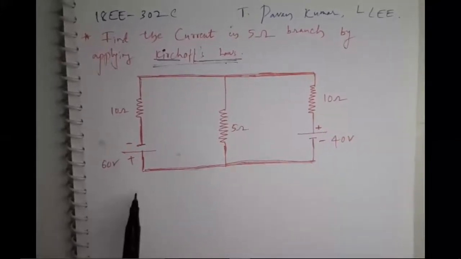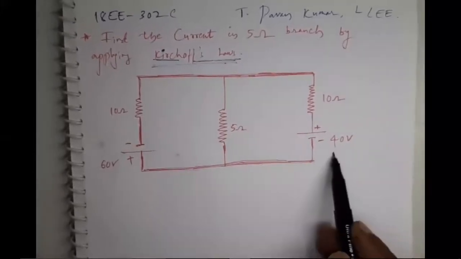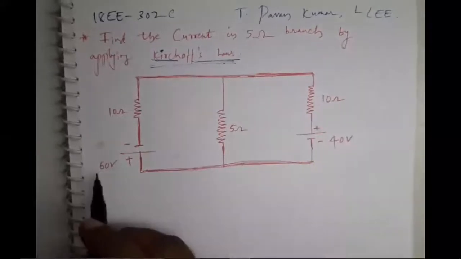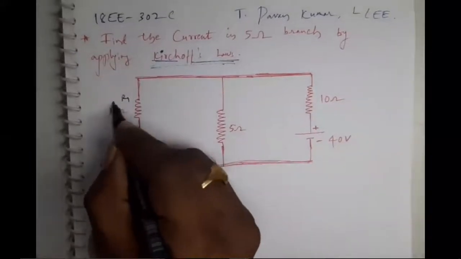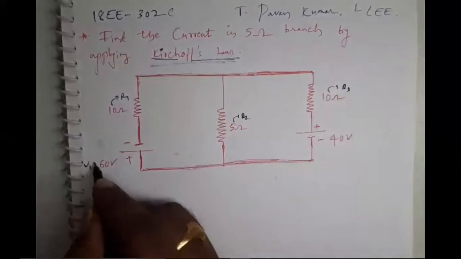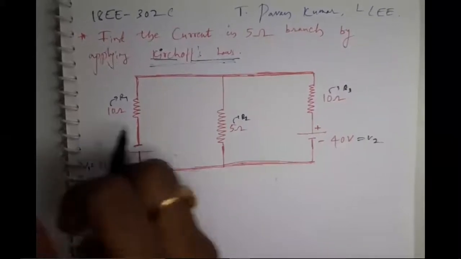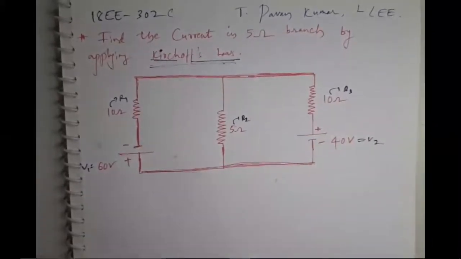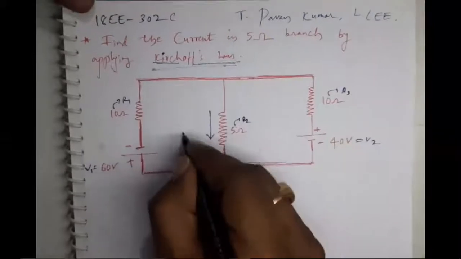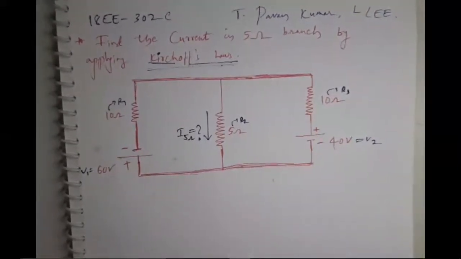Let me understand the circuit. In this circuit, two voltage sources are given: one is a 60 volt source and one is a 40 volt source, meaning two active sources, and three passive elements, 10, 5 and 10 ohms. Let me name them: this is R1, this is R2, this is R3. This is source V1 and source V2. There are two active sources and three loads, 10, 5 and 10. Now he wants to know the current flowing through the 5 ohms resistor.